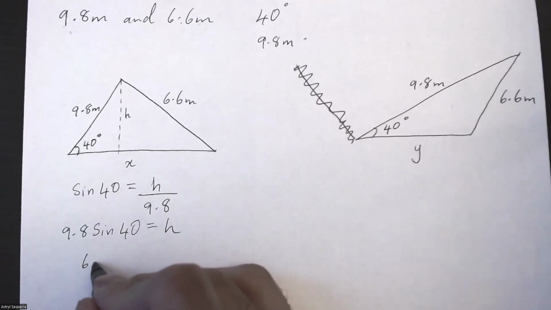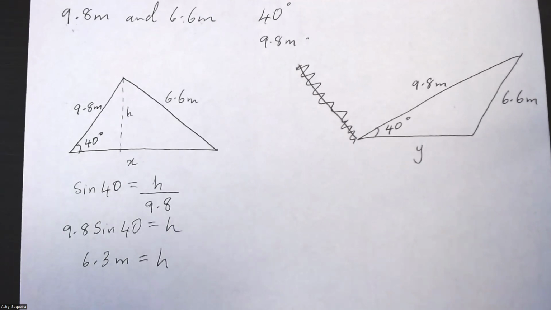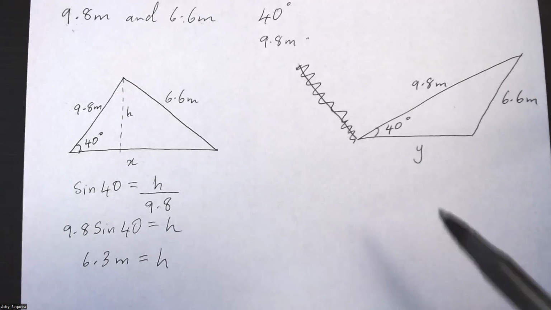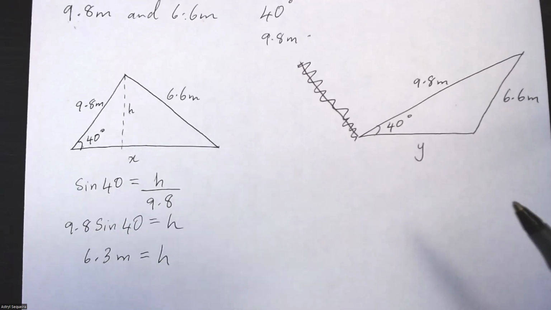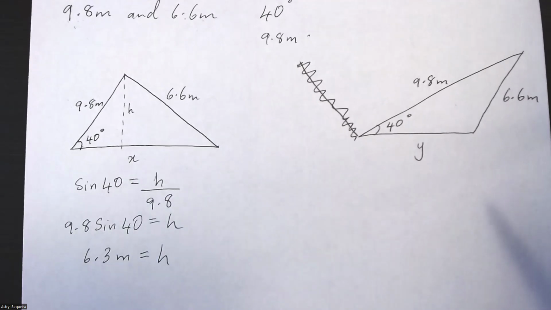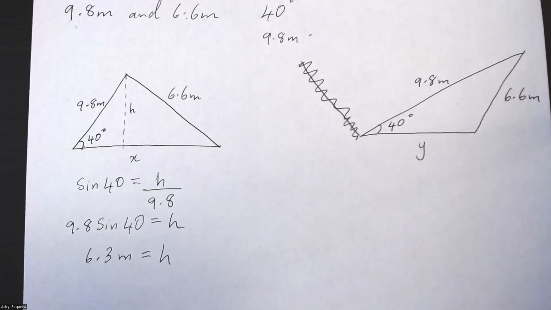Which is 6.3 meters is the height of this triangle. Now that we found the height of the triangle, the third question asks us to find how many lengths are possible for the third side. So remember, for the ambiguous case, the answer is always 0, 1, or 2. There's either 0, 1, or 2 possible lengths for the third side.